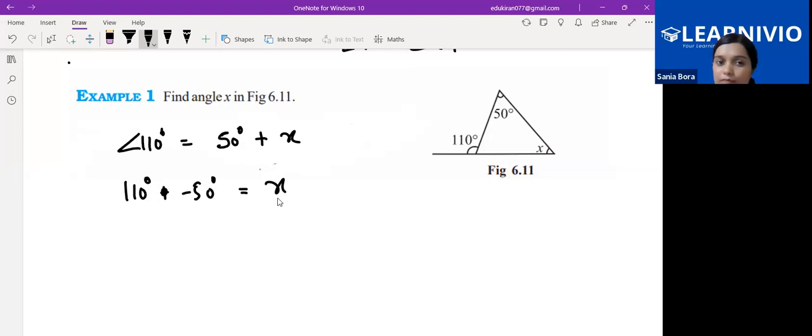When 110 degrees is the outer one, then the inside one will be 70 degrees. You have your own theory, but others will get confused, because they are using the simple trick. Whenever you have to find something, you have to make it alone. So you will shift this number to this side. So 110 minus 50 would give you 60. This is the value of x, 60.